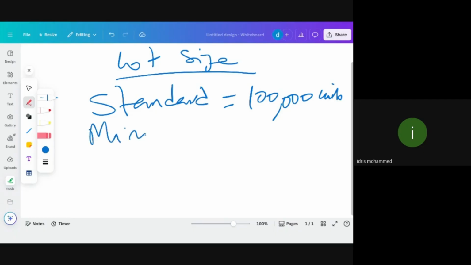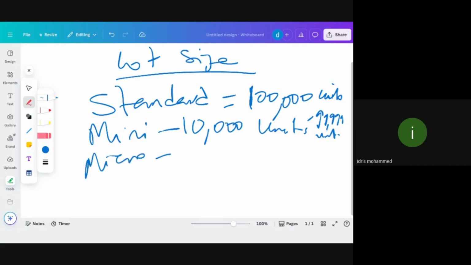Then there's the mini lot, which always starts from 10,000 units, up to 99,999. It will not get to 100,000 because by the time you enter 100,000, you're already on standard. It's making sense, right? Then there's the micro, which starts from 1,000 units to 9,999 units. Okay, not 999. Yes, because this one is 99,999.